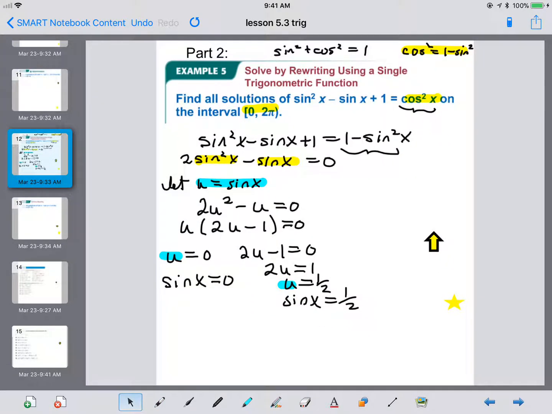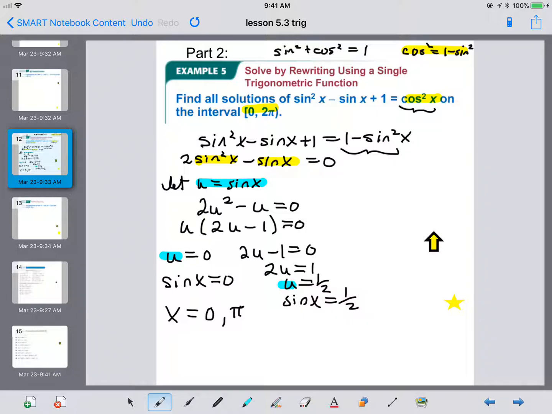Now remember what that's asking. That's saying on the unit circle, where would you get a sine value of 0? On the unit circle, where would you get the sine value of 1/2? Well, remember, our sine value is equal to 0 when the height at that particular point is equal to 0. So let's think of that as far as radians go. That would be 0 and also pi, 0 and 180. So that would be the two answers for that particular piece.